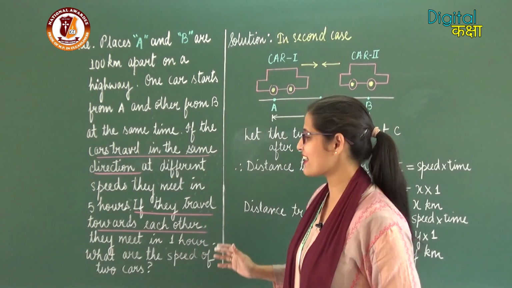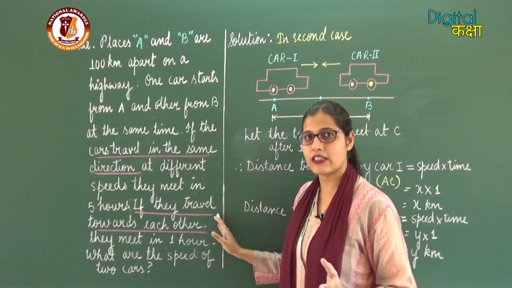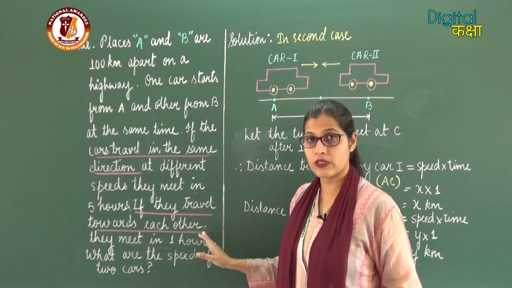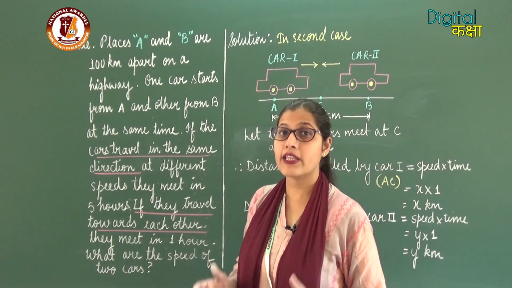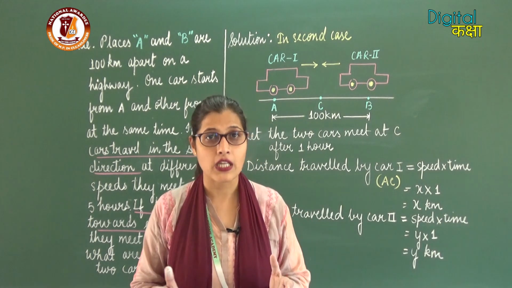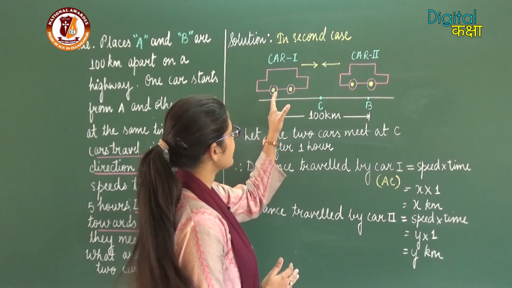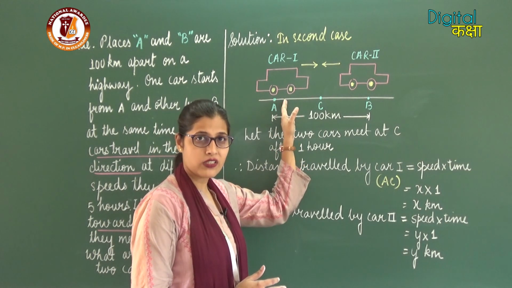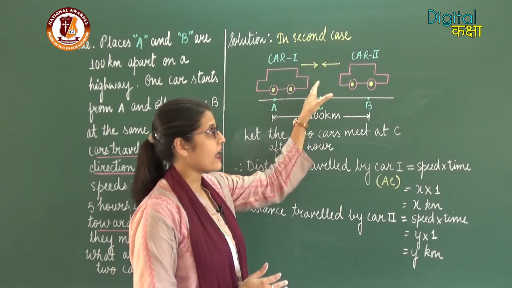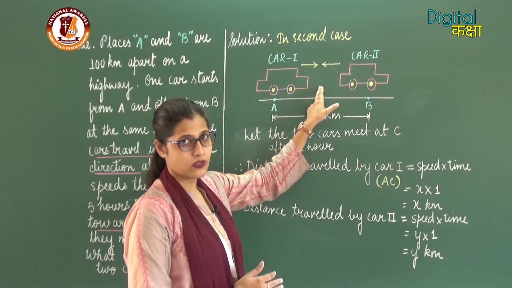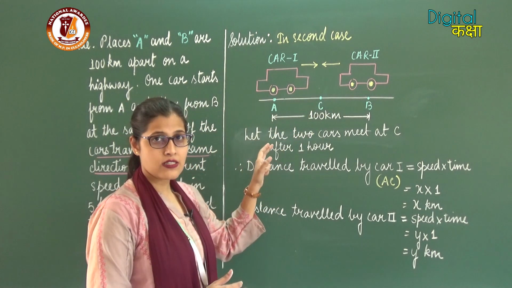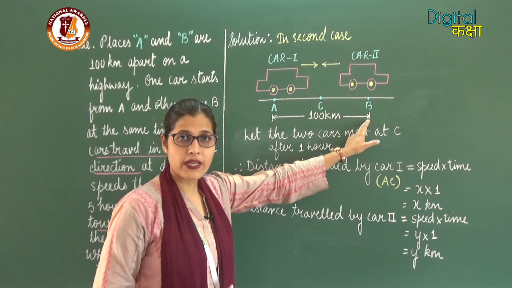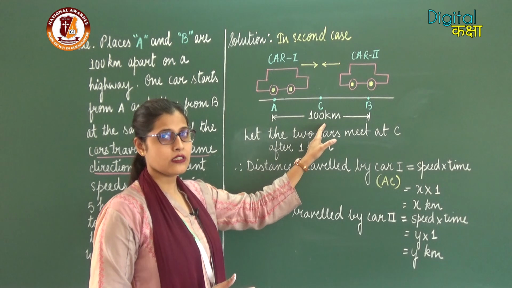Now, in the second case, as you can see in the question, if the two cars travel towards each other, they will meet after 1 hour. You can see in the figure that the two cars, car 1 and car 2, are traveling towards each other. If the two cars start from points A and B respectively, let them meet at point C.